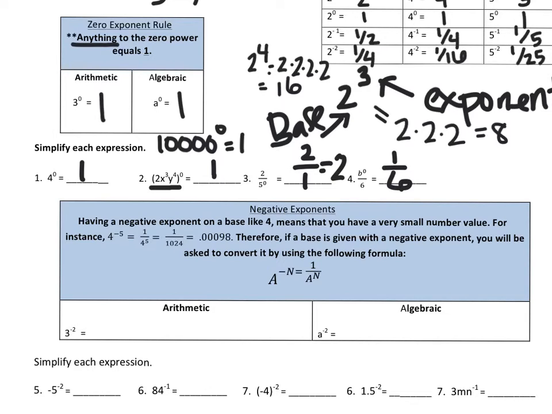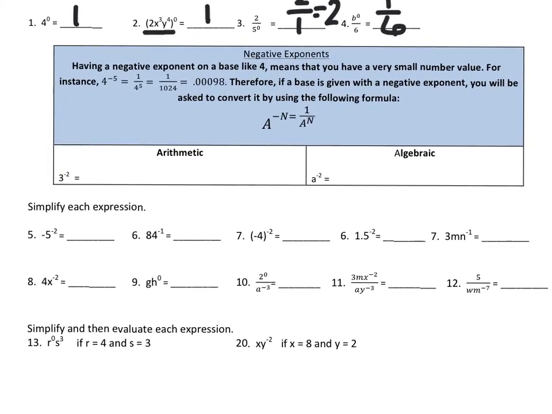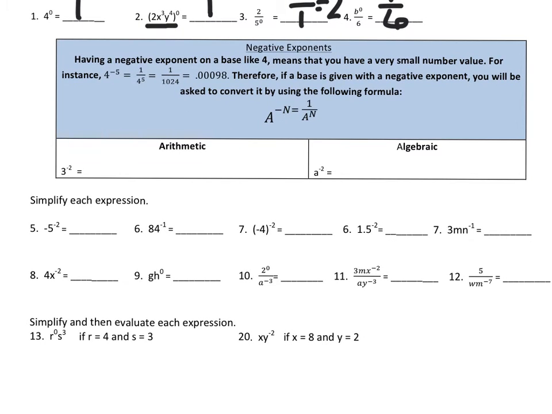So the big thing to remember in that first part is that anything to the 0 power is going to equal 1. Let's take a look now at negative exponents. Okay, we saw this a little bit at the top when we were dividing. Our power goes down each time we divide by the base. Having a negative exponent on a base like 4 means that you have a very small number value. For instance, with this 4 to the negative 5, it's moving it to the opposite side of the fraction bar.